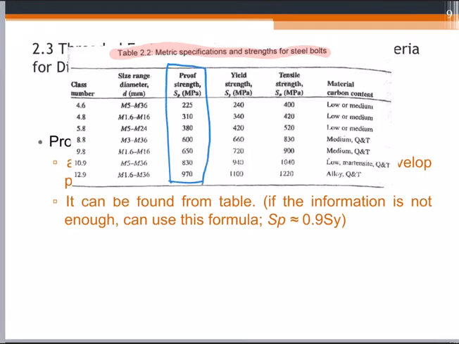So in order to find the value of proof strength, Sp, all you need is the value of the class number. Let's say the class number given for that threaded fastener is 5.8. So the value of Sp is 380 megapascal. If the information is not enough, maybe not for steel bolt but for other material, we can use this formula: Sp is equal to 0.9 yield strength.